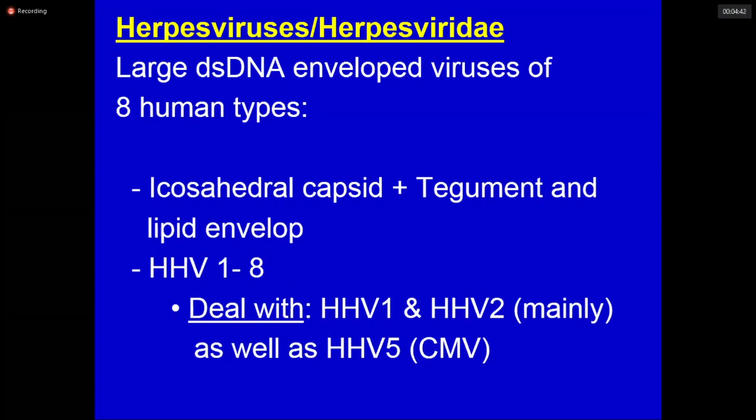Mainly we are going to deal in this lecture with 3 of them. First of all, the human herpes virus type 1 and type 2. And in particular, type 2. Why type 2? Because it's sexually transmitted mainly. Herpes 1, we have dealt with it in the CNS, but we said that type 1 also recently has been described with sexual contact. But type 2, classically, is transmitted by sexual contact. As well as we are going to talk about human herpes virus type 5, which is cytomegalovirus.